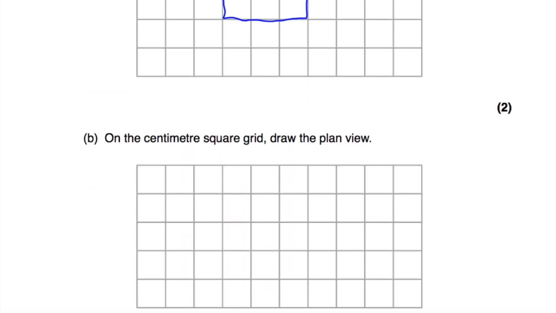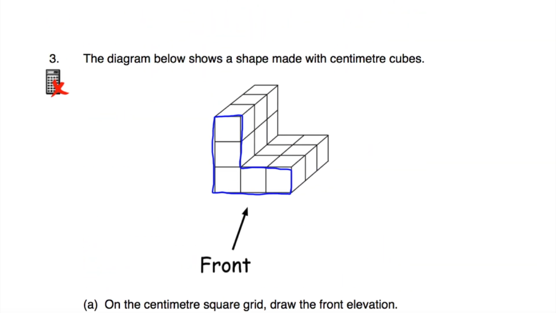Okay, and then part B says draw the plan view. So the plan view, so I'm just going to rub out that front elevation there. So the plan view from above, so I'm just going to change colour of ink to red. So if we were looking down from above, what would we see? We would see 3 squares, and then across 1, and then across another 2 like so, and then up 3, across 2, and across another 1.